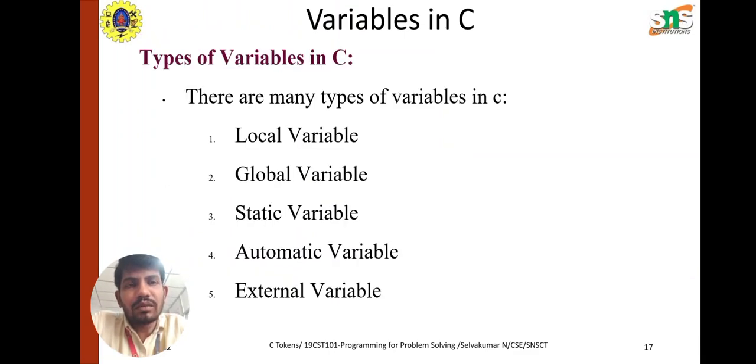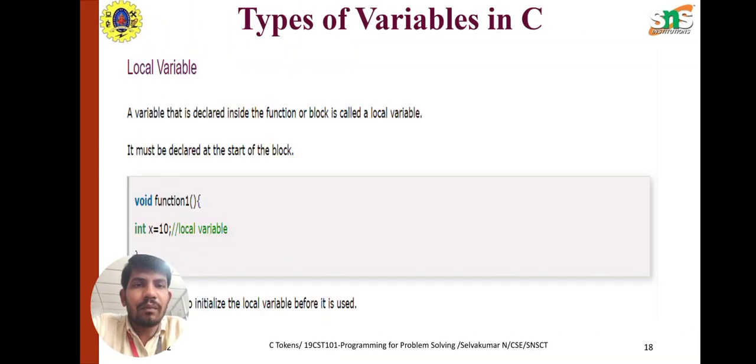Types of variables in C. There are many types of variables in C: the first is the local variable, second the global variable, third the static variable, then the automatic variable and the external variable. A local variable is a variable that is declared inside a function or block. It must be declared at the start of the block. For example, void function1, int x equal to 10 is a local variable.